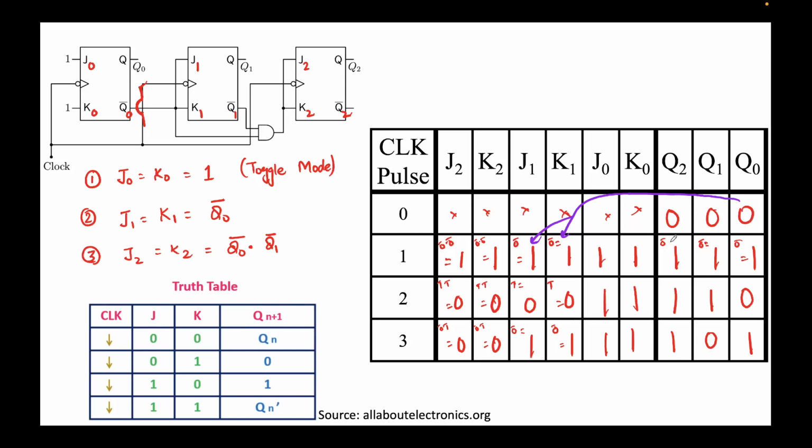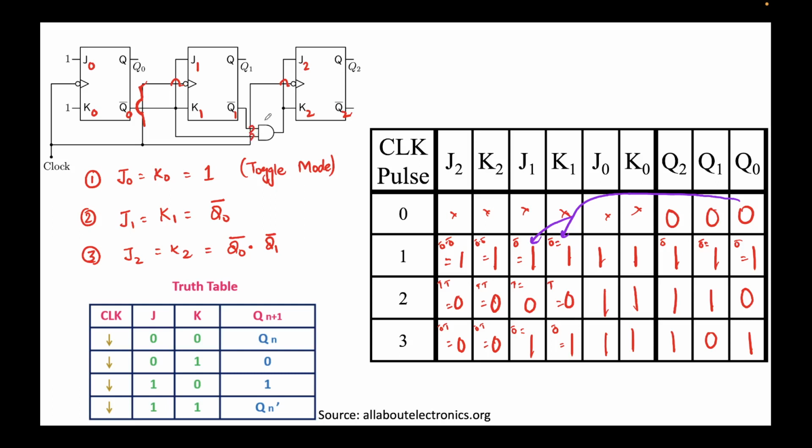Now in order to populate the next state, we need the next stage inputs. How do we obtain the next stage inputs? We see that J0, K0 are 1 throughout. J1, K1 are nothing but Q0 bar. This is crossing over here also. These are not shorted, just to be very clear, these are not shorted.